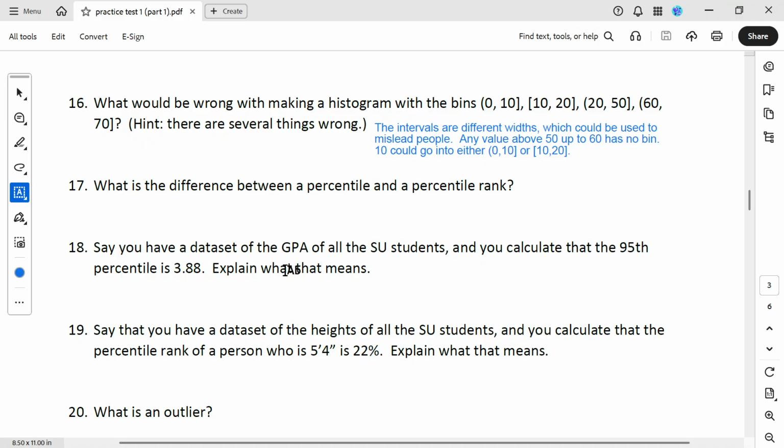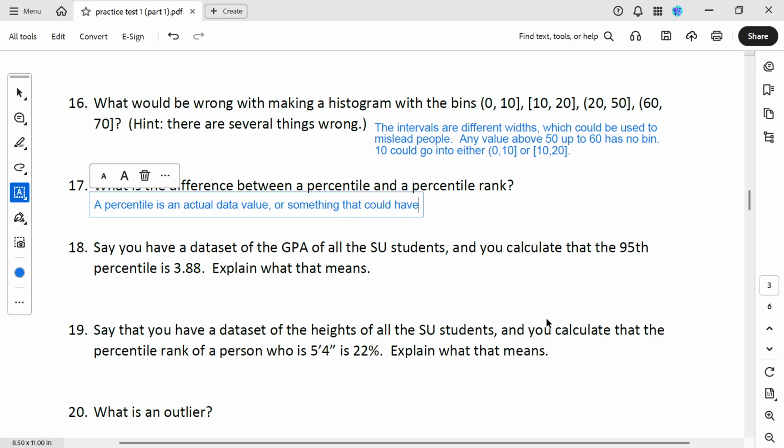Okay, the difference between percentile and percentile rank. So a percentile is an actual data value or something that could have been a data value, whereas a percentile rank is a percentage. So when you're finding a percentile, you start with the percentage that you're interested in, and then you find what data value would have been that far through the data set.